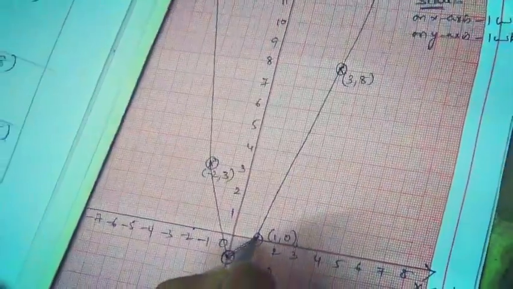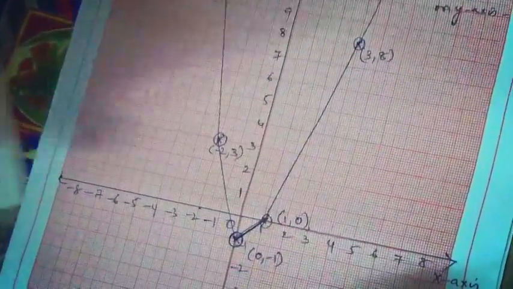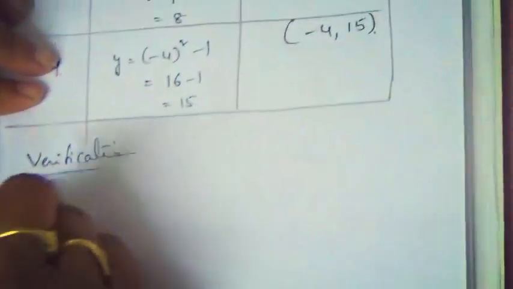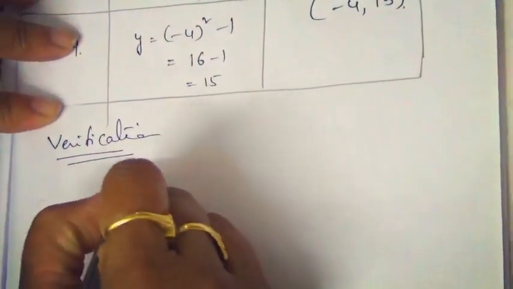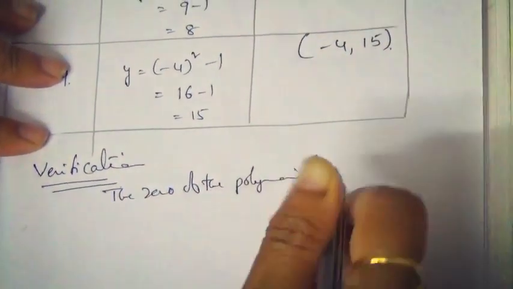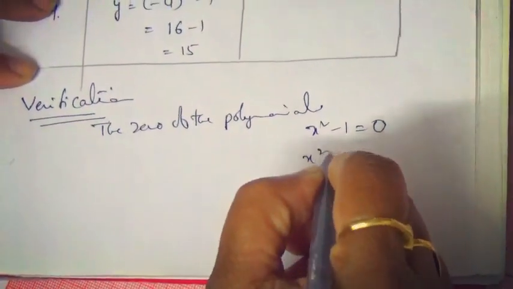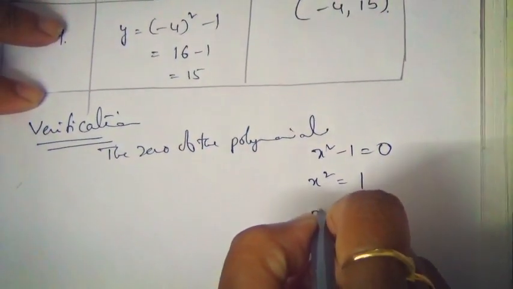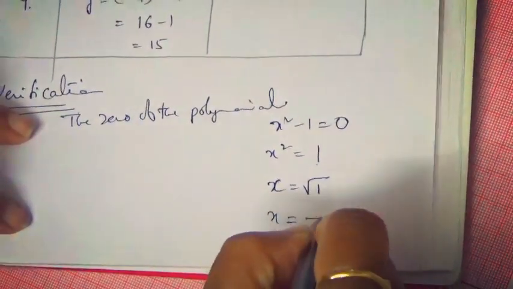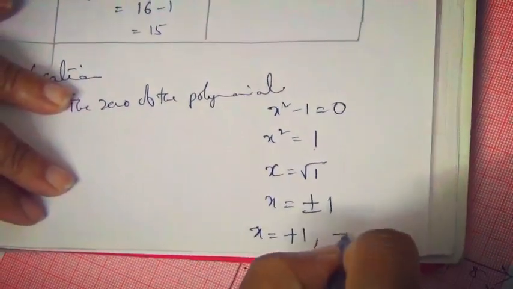U shape. What are the zeros of the given polynomial? Here there is a 1, here there is a 1. By the verification we will find this. That is the zero of the polynomial, that is x square minus 1 is equal to 0. x square is equal to 1. x is equal to square root of 1. x is equal to plus or minus 1. So hence you will get 2 zeros, that is x is equal to plus 1, minus 1.